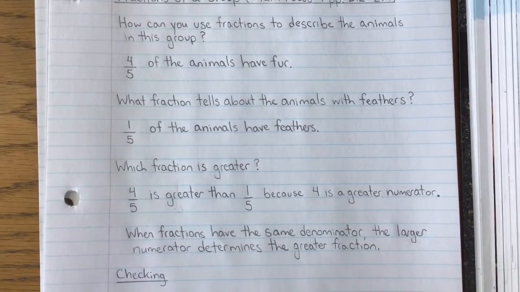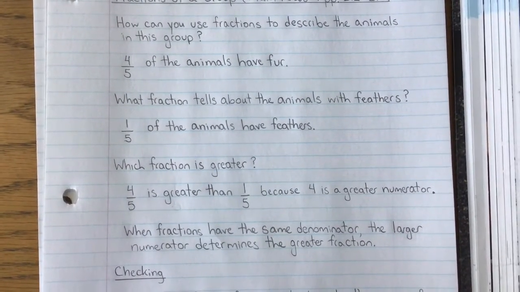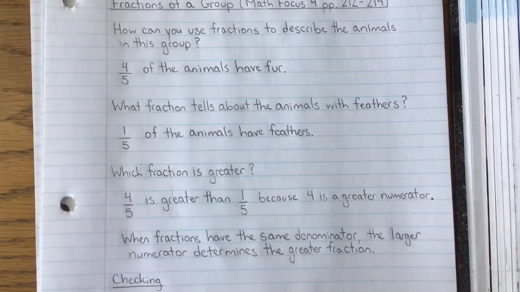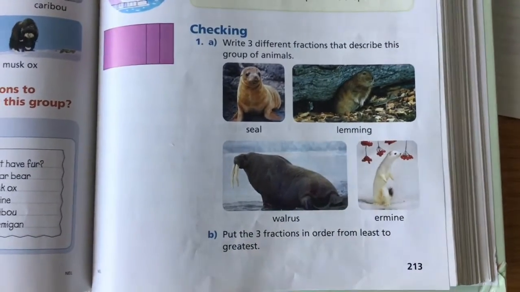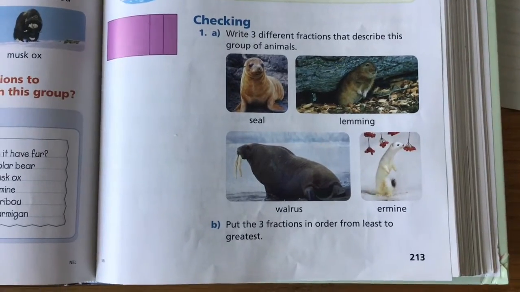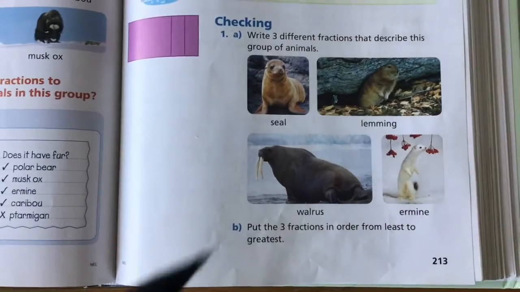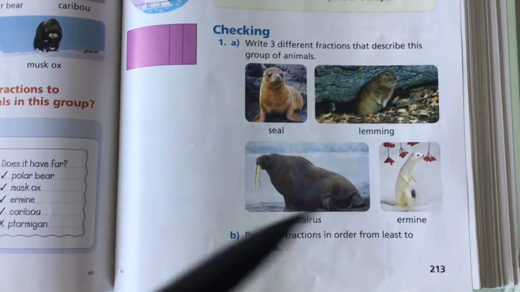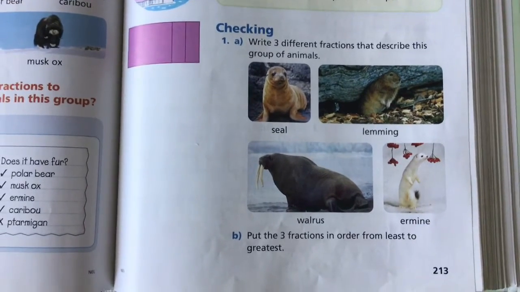Now, if the denominators are different, this isn't the case. But since we're only working with like denominators, we can always look at the numerator to tell us which one is the bigger fraction. So for number 1 checking, they want us to write 3 fractions that describe this group of animals. Now, I know my denominator here is going to be 4 because there are 1, 2, 3, 4 animals here. We have a seal, a lemming, an ermine again, and a walrus.